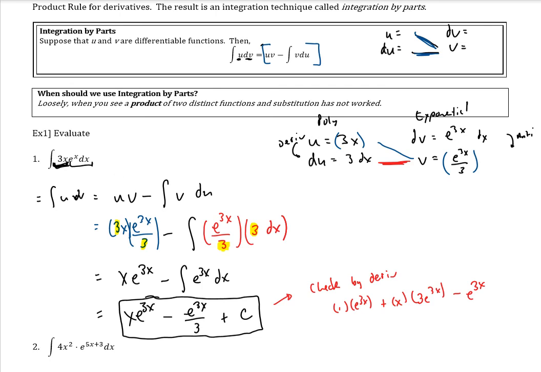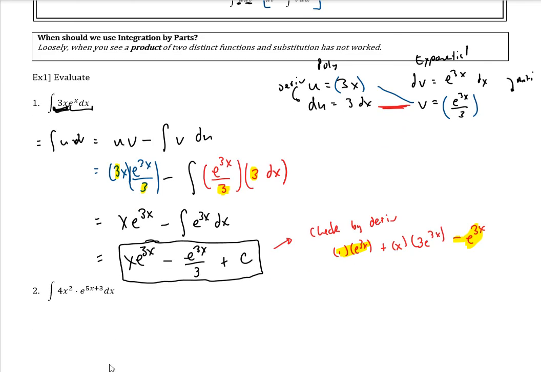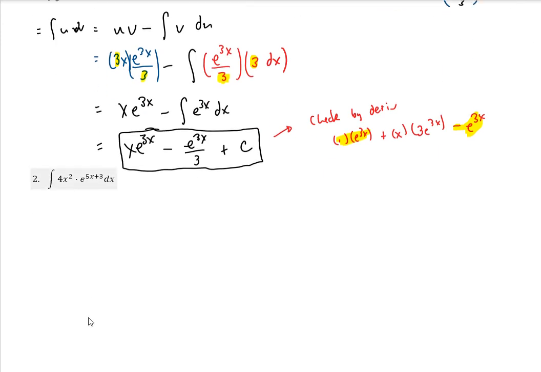Well, when checking, this would simplify and cancel with that. And then we're left with just the middle term, which matches what we started with, just not in the exact order yet. Okay, so it shows that we did it correctly. All right, so anyway, that's typically how it's done. So if you have an exponential, usually you want that to be part of the dv. Polynomial is your u. Okay, so let's set this one up.